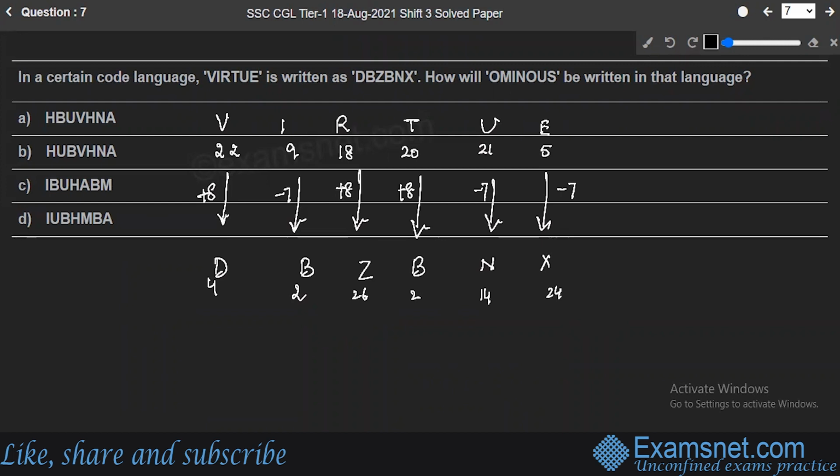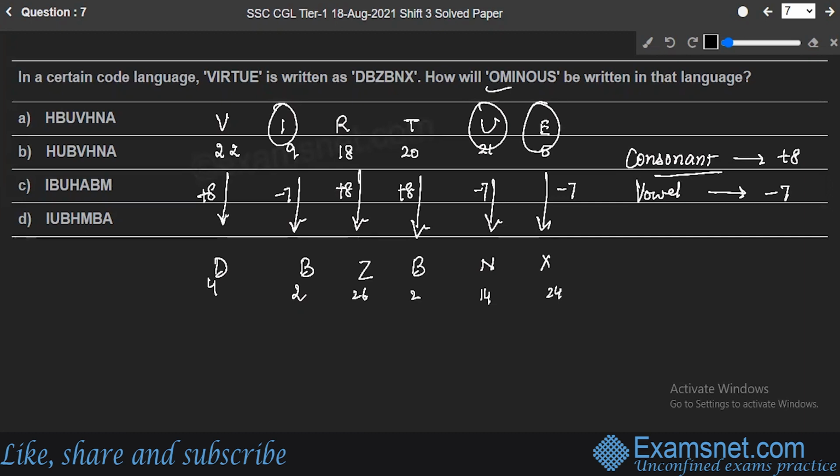Okay, so what is the logic over here? See, if there is a consonant, then I'm adding 8. And if there is a vowel, I'm subtracting 7. See, I is a vowel, U is a vowel, and E is a vowel. So I'm subtracting 7 when I encounter a vowel, and I'm adding an 8 if I'm encountering a consonant. Okay, so I got the logic.